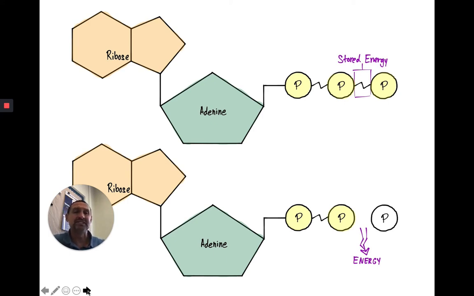Then we can just recycle that ATP, adenosine triphosphate. We can add another phosphate. After we take the one off, we can add it back when we get some more energy, and we can reuse it, kind of like a rechargeable battery.